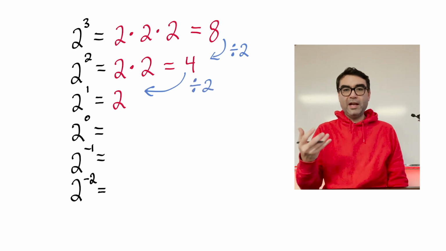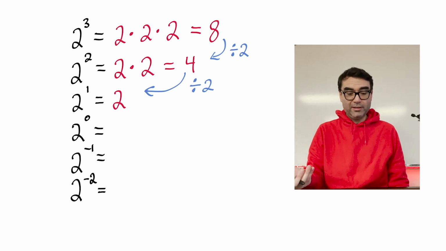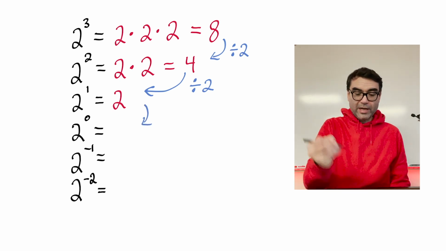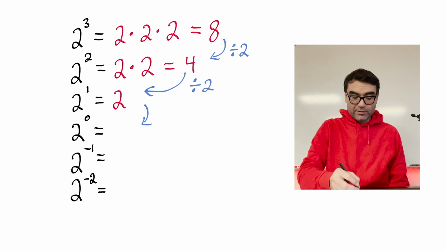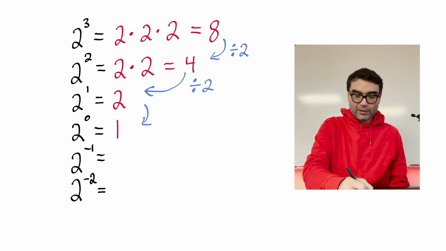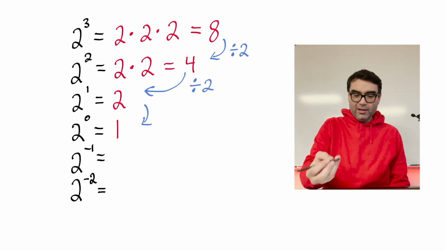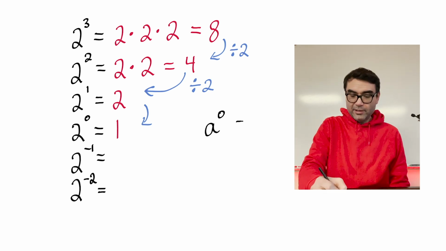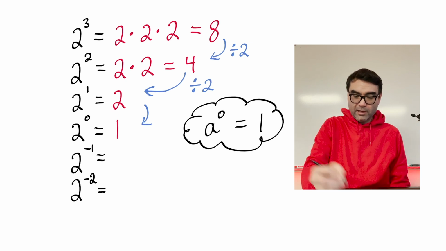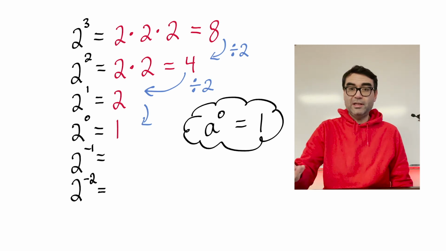So if we see decreasing an exponent as dividing by a factor, we could just continue this process for as long as we'd like. So how would we try to get to 2 to the 0 power from 2 to the 1 power? We would just divide by a factor of 2. So 2 divided by 2 is 1. And this is why you'll see written in many textbooks or online notes, in general, any non-zero number a to the 0 power is equal to 1. And that's what we have just by using the idea of decreasing our exponent as dividing by that factor.